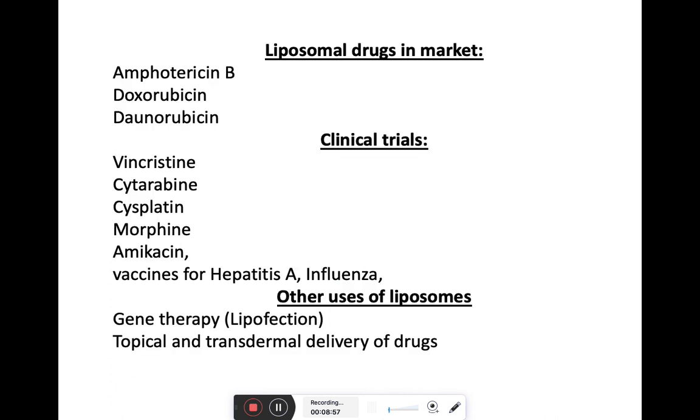So let us see which liposomal drugs are already present in the market. Amphotericin B, the antifungal drug, doxorubicin, and daunorubicin have already come in the market in the liposomal form. And clinical trials are going on for these drugs: vincristine, cytarabine, cisplatin, morphine, amikacin, and vaccines for hepatitis A and influenza. So these are the various uses of liposomes.